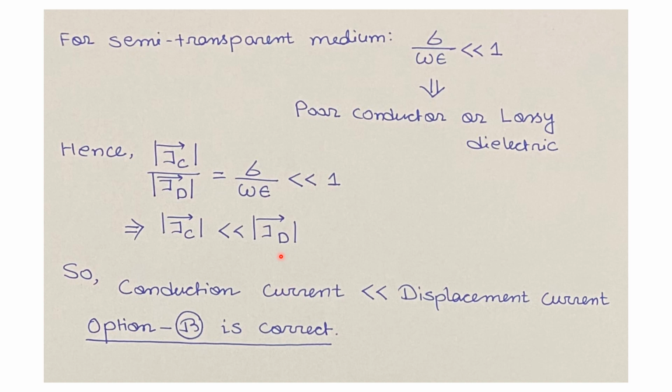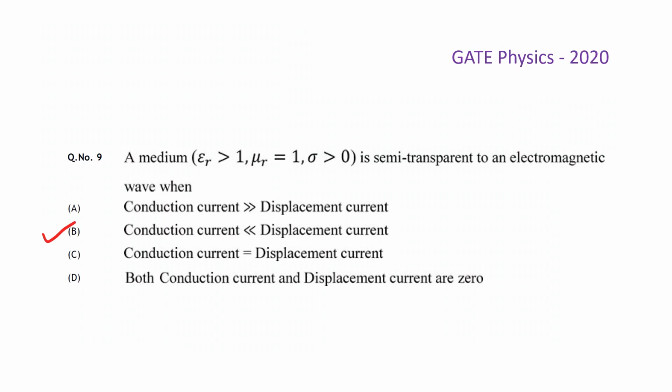So, we can conclude that the conduction current in this media is very much less than the displacement current, which is option B given in the question. So, according to our solution, a medium is semi-transparent to an electromagnetic wave when the answer is option B, that is conduction current is very much less than displacement current.